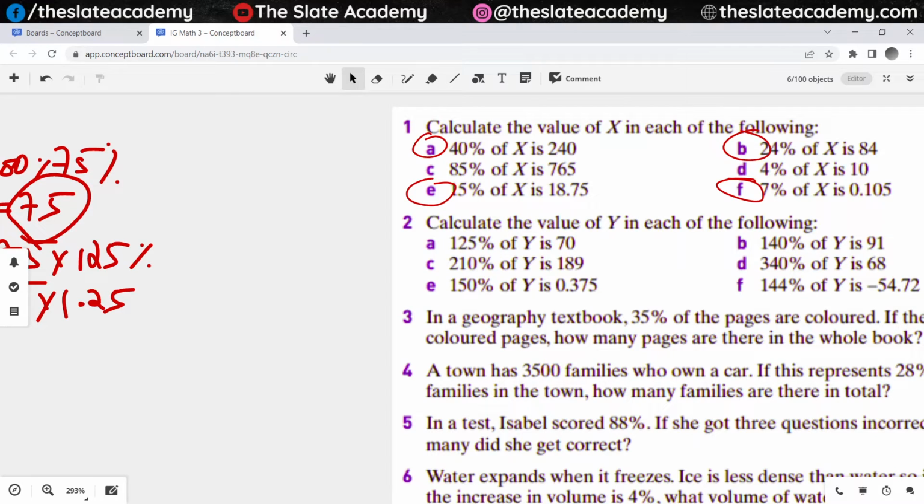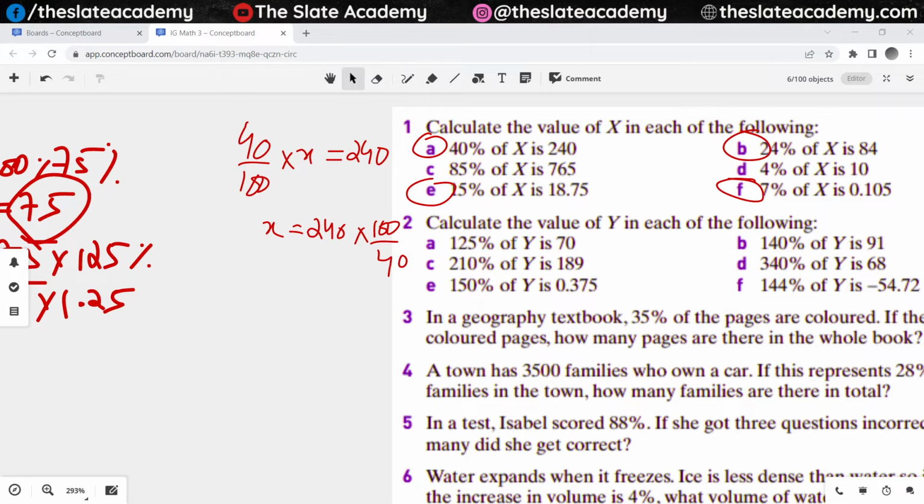It says there is an unknown number, and 40% of that number is 240. So I say 40% or 40 over 100 multiplied by this unknown number. This will be equal to 240. If I rearrange the values, x will become equal to 240 into 100 by 40.